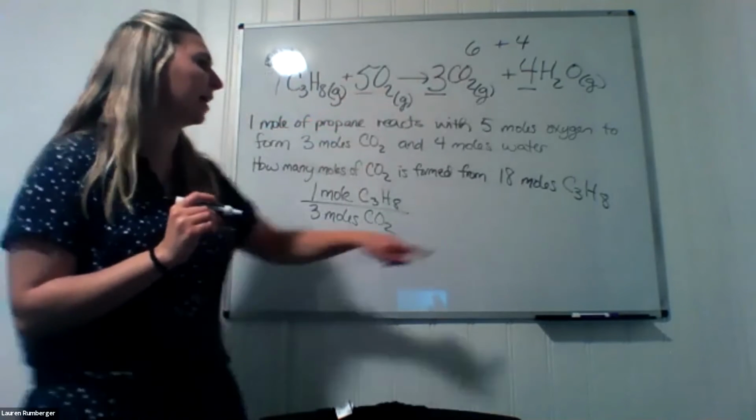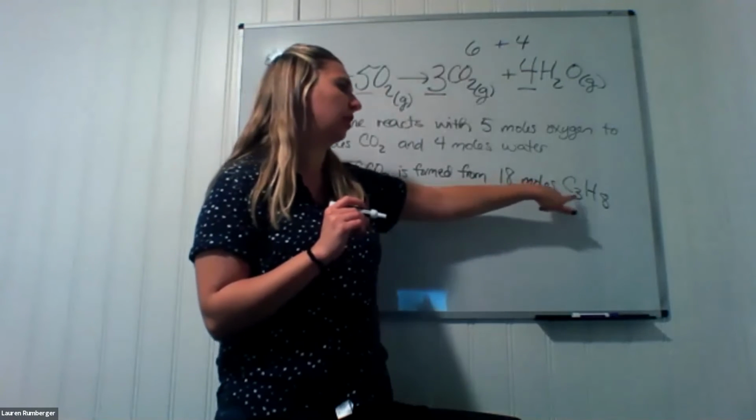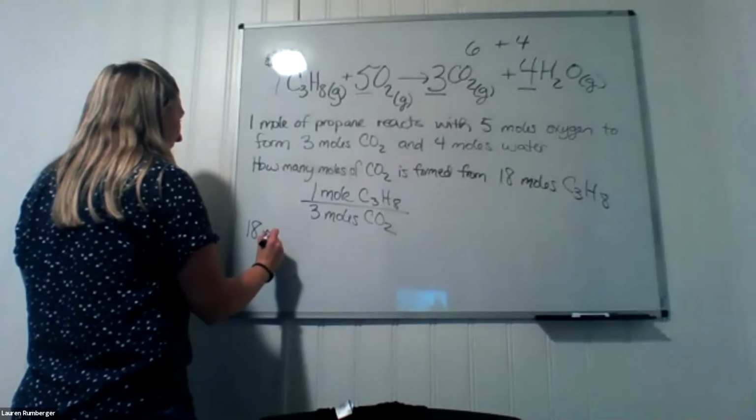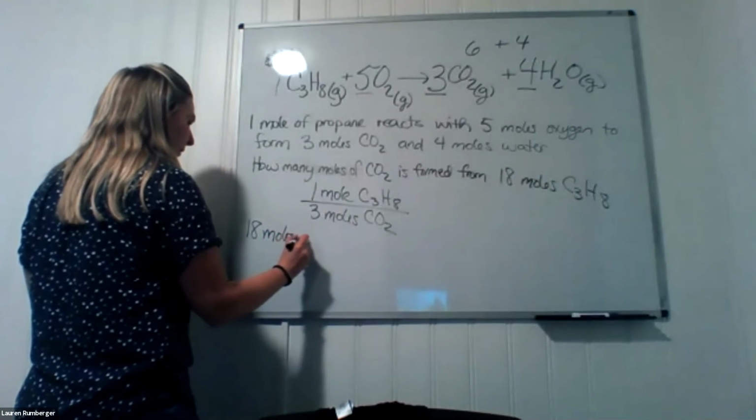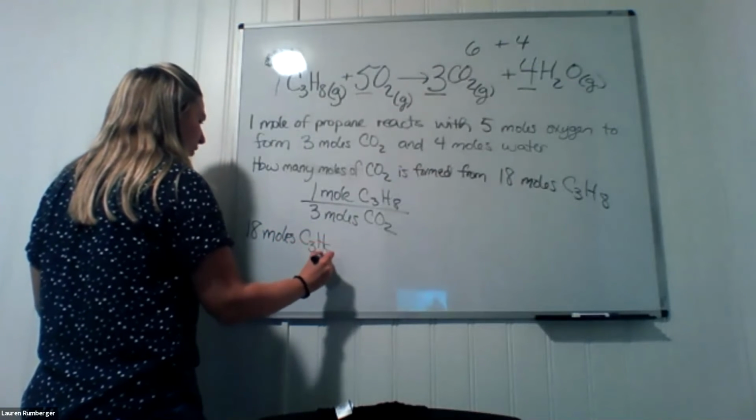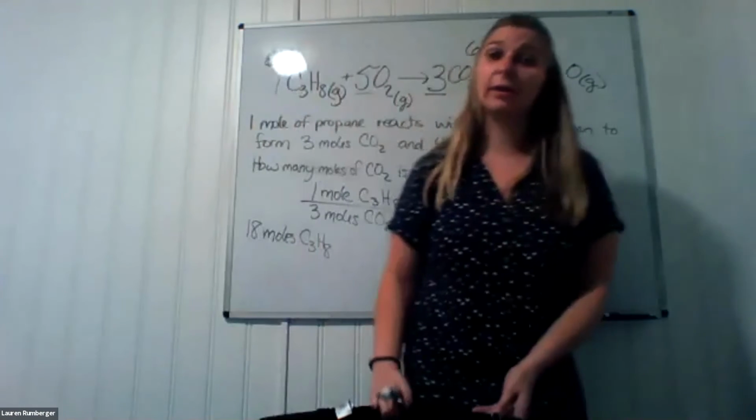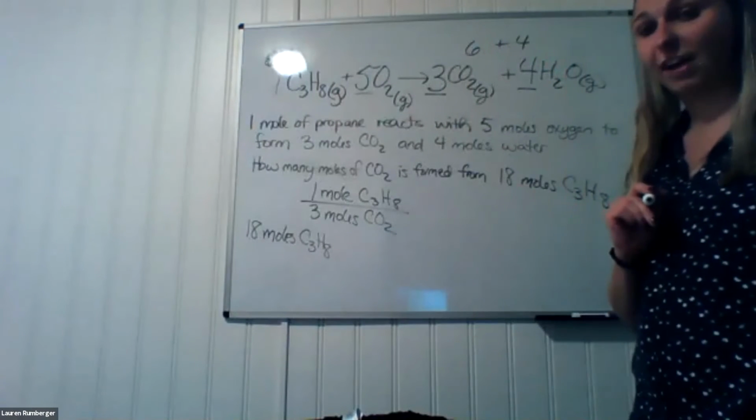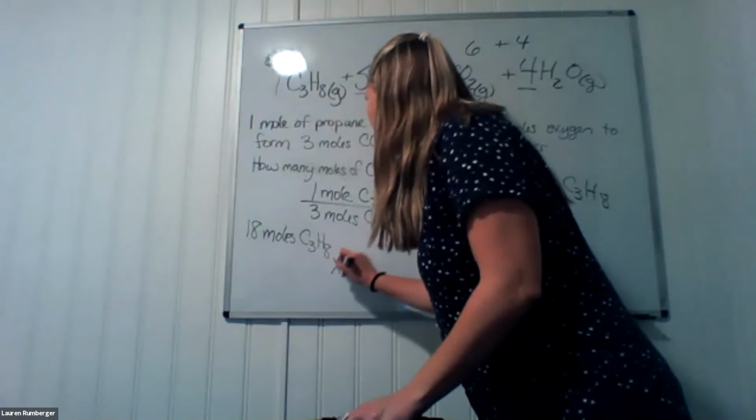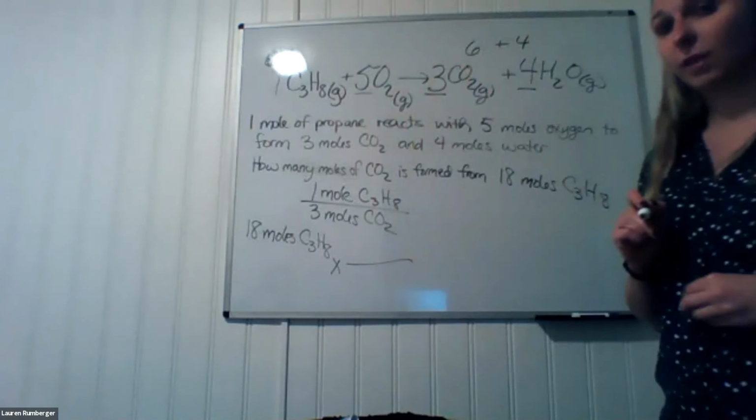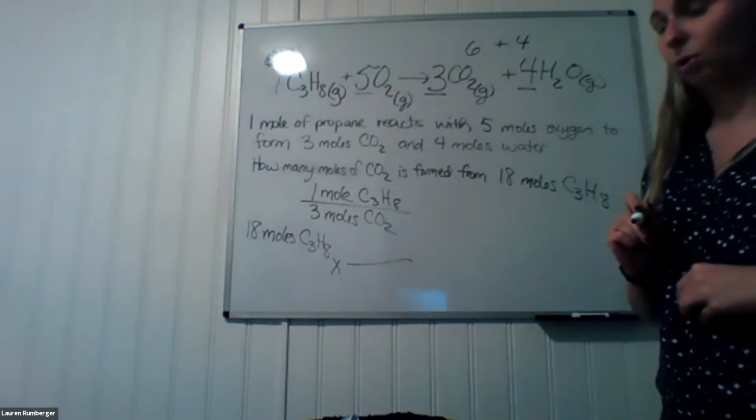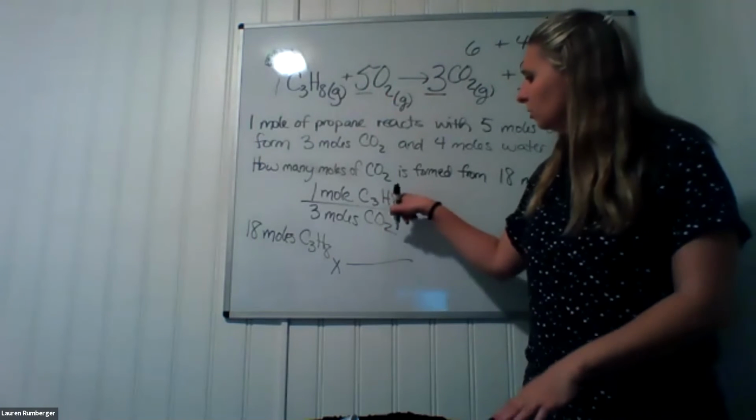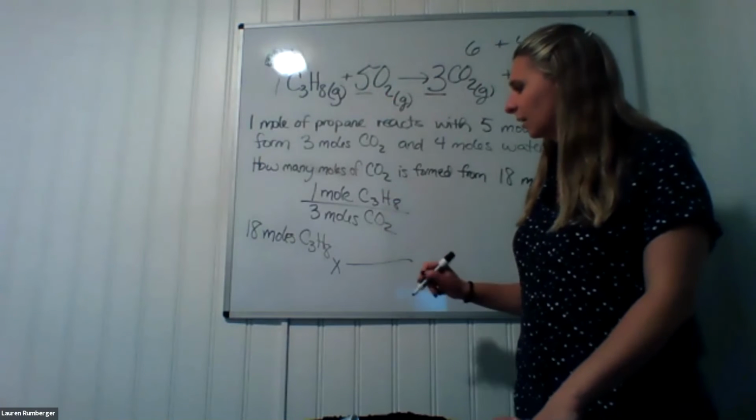So now let's say we have 18 moles of propane. So 18 moles of propane is what we're going to start with. C3H8. Okay, we're going to use the ratio as a conversion factor. Okay, if it is not used as a conversion factor, you will not receive credit for the problem. Okay, so we have to ensure that we're setting it up using this as a conversion factor.